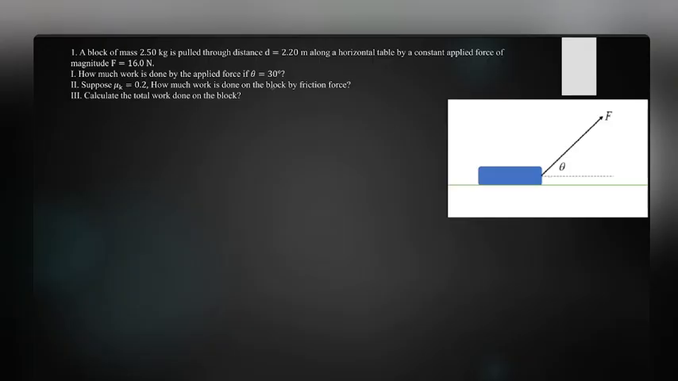So number one, we have this force. The force is being applied at an angle of 30 degrees. Since this force is being applied at an angle of 30 degrees, it has two components, the y component and also the x component. These are the two components that this force will have, because it is being applied at an angle.